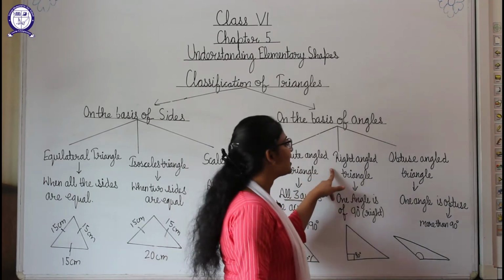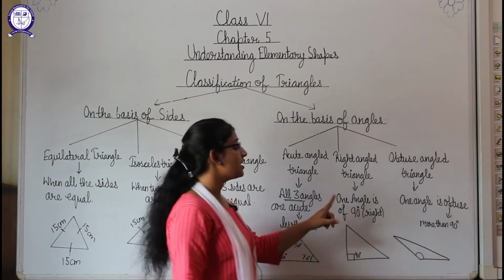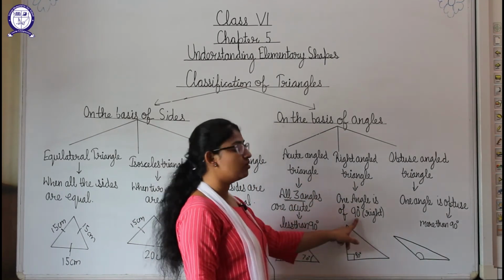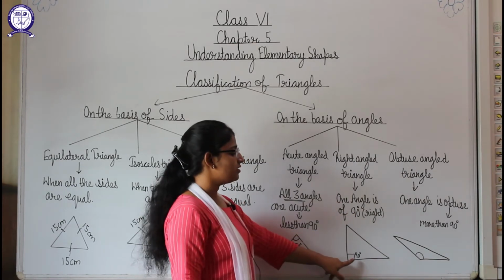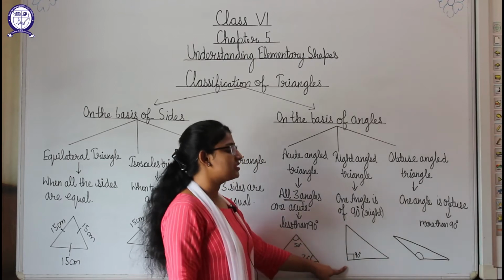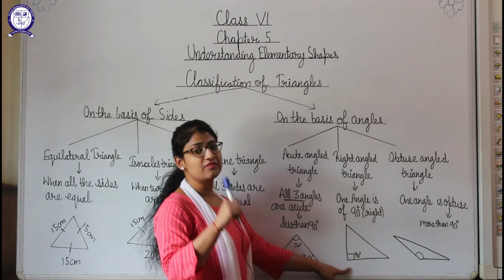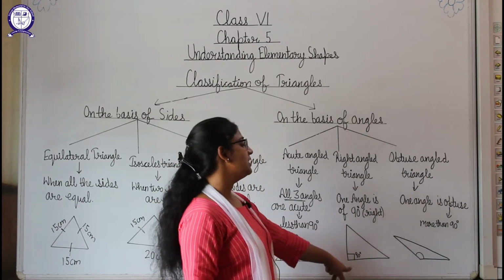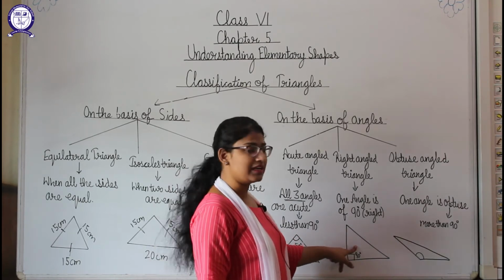Now next one is right angle triangle. For the right angle triangle, one angle should be 90 degree, only one angle. Okay, so here you can see that this angle is of 90 degree. Okay, and this is a right angle triangle. Whenever there will be one angle of 90 degree, it will be the right angle triangle.